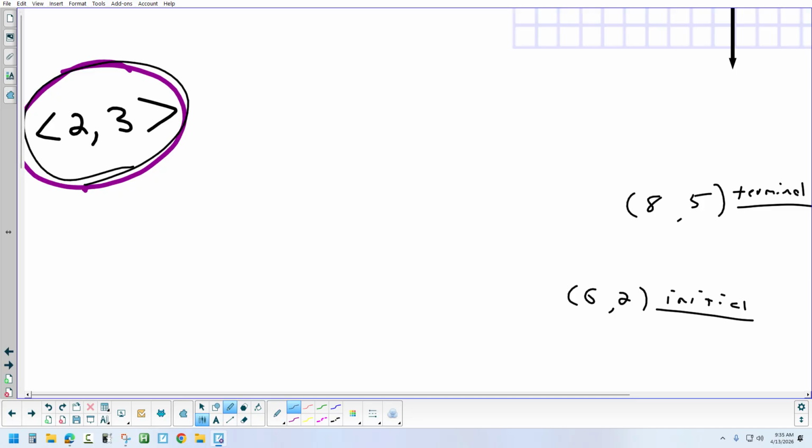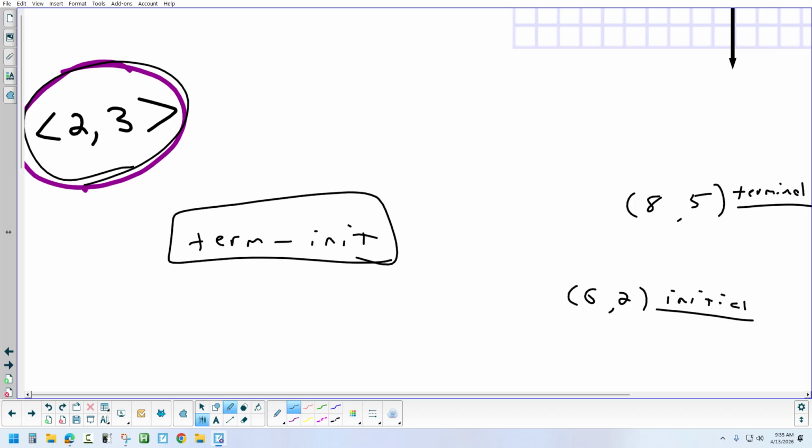Yep. Subtract the initial from the terminal. Terminal minus initial. Okay, that will give you, and I'm going to write that nicely on the next page, that will give you the position vector. It has to be terminal minus initial. If you flip the order, we know subtraction is not commutative, you're going to get a different answer. But in this case, 8 minus 6, that's how you get the 2. And 5 minus 2 is how you get the 3.